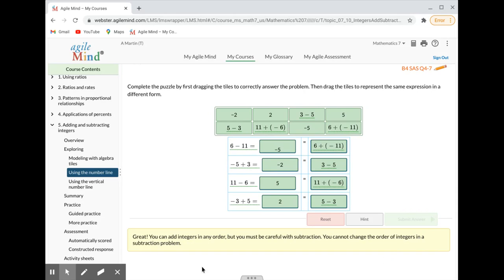All right, so pay close attention to what it says down there in the bottom. Will you read that, Grayson? Great. You can add integers in any order, but you must be careful with subtraction. You cannot change the order of integers in a subtraction problem. All right, and we said earlier the reason we can't do that is because the commutative property of addition does not work for subtraction.